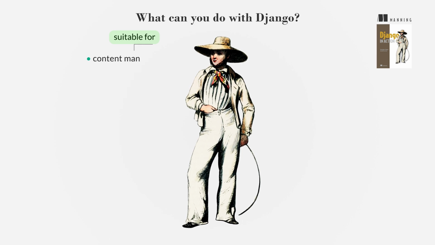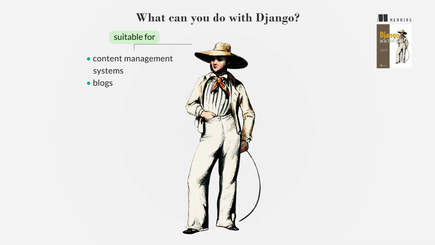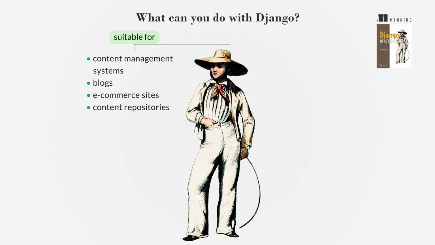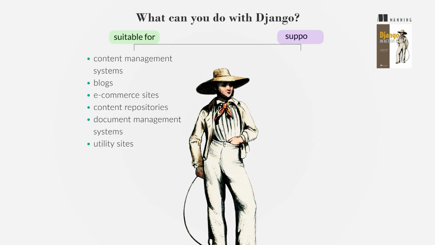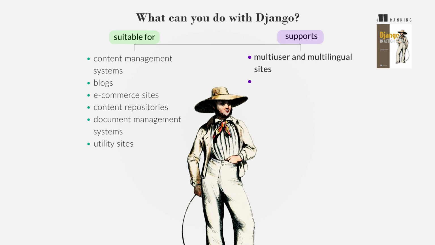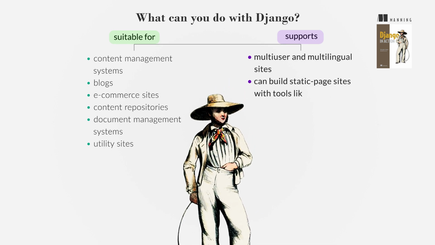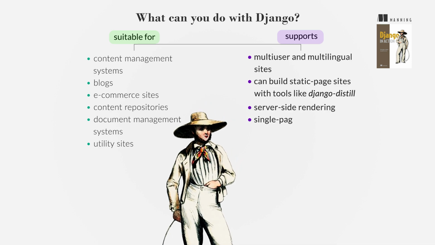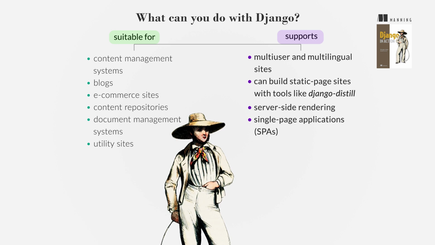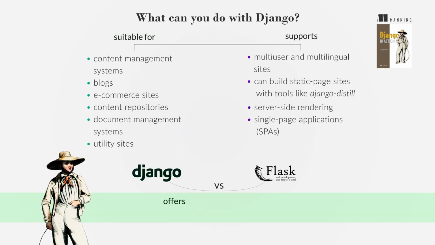Django is suitable for content management systems, blogs, e-commerce sites, content repositories, document management systems, and utility sites. It supports multi-user and multilingual sites and can build static page sites with tools like Django Distill. It supports both server-side rendering and single-page applications, SPAs. Compared to Flask, Django offers a more comprehensive set of tools out of the box, simplifying the creation of complex applications.